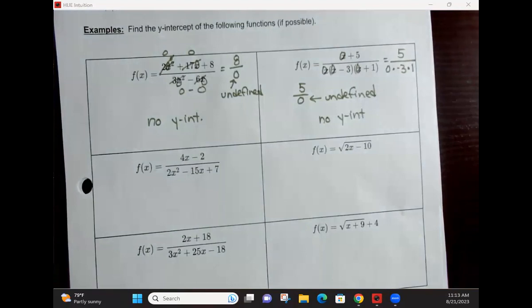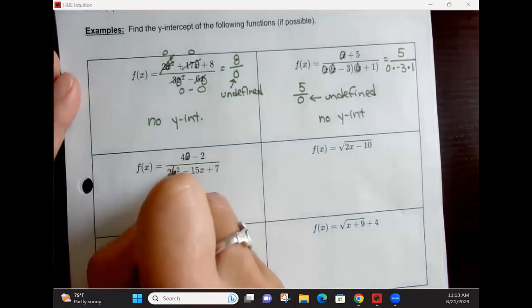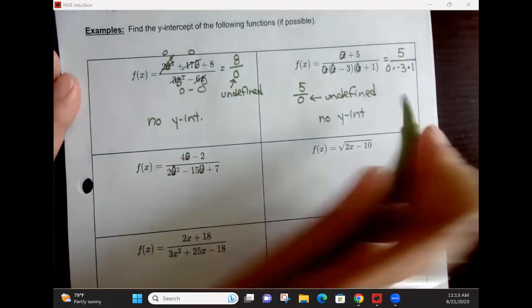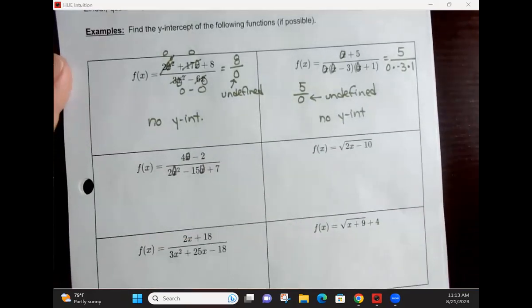We're going to try a couple more together. Our next problem, again, we're plugging in 0 for x. So these first 3 that we're looking at are all what we call rational functions. I've got some sort of polynomial on top and some sort of polynomial on the bottom. The first 2 we looked at, no y-intercept. Let's look at our third one.